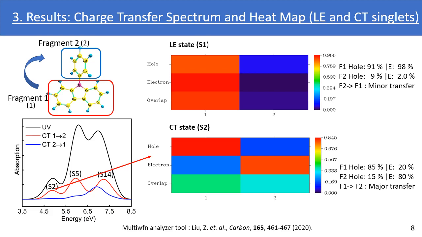In the heat map, the electron, the hole, and the overlap functions are given as a function of fragments 1 and 2. As we already discussed, for a charge transfer state, the localization of the electron and hole should be on different parts of the fragments, and we can see that clearly in state 2. And for state 1, we see that the electron and hole are localized on the same part of the fragment, thus the overlap is very high. Through this, we can clearly identify the CT and the singlet excited states.